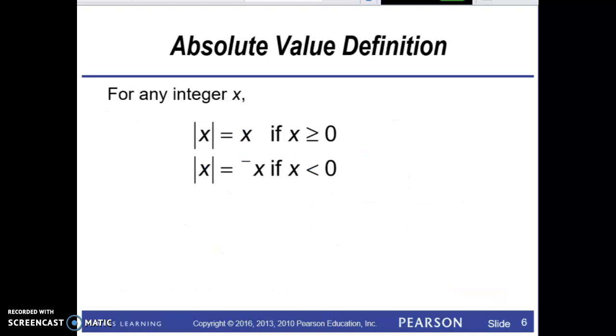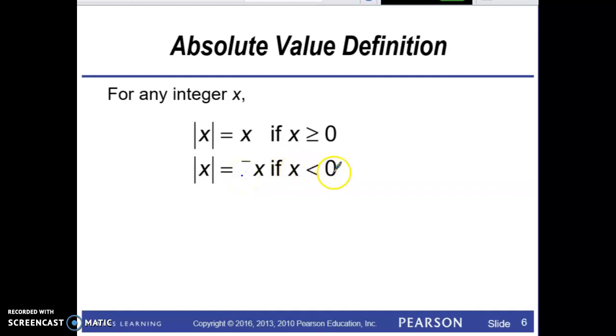Okay, so here's the actual absolute value definition mathematically. The absolute value of x equals x if x is greater than or equal to 0, and the absolute value of x equals negative x if x is less than 0. Well, hang on a second. We just said that absolute value has the effect of making everything positive. So why do I now have this negative x in here? Isn't that the opposite of what I just said?